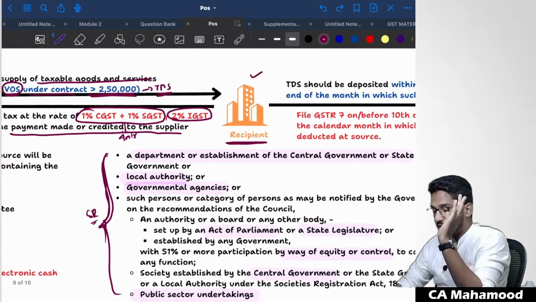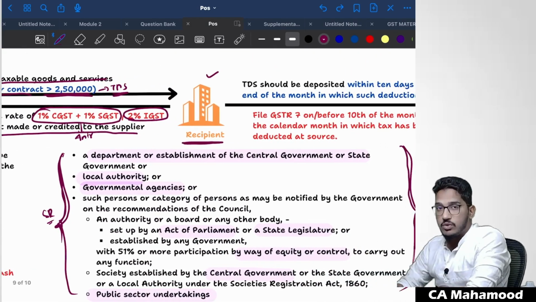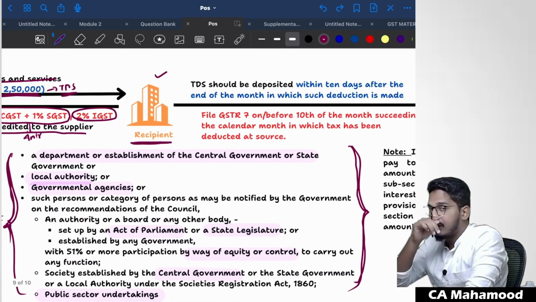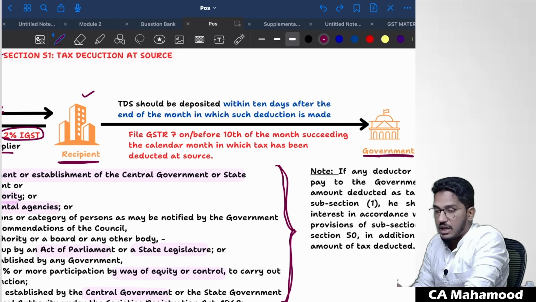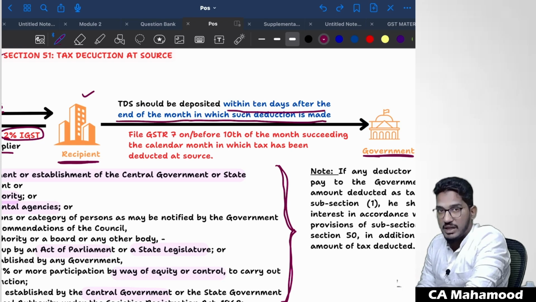Okay. Recipient will deduct the TDS. Now what he will do with the TDS amount? So this recipient, once he has deducted the TDS, that TDS should be deposited. With whom? With the government. So TDS should be deposited within how many days? Within 10 days after the end of the month in which such a deduction is made.